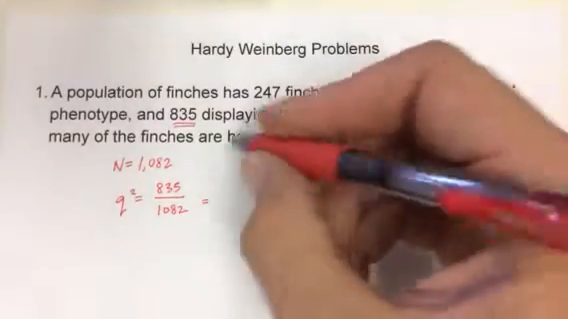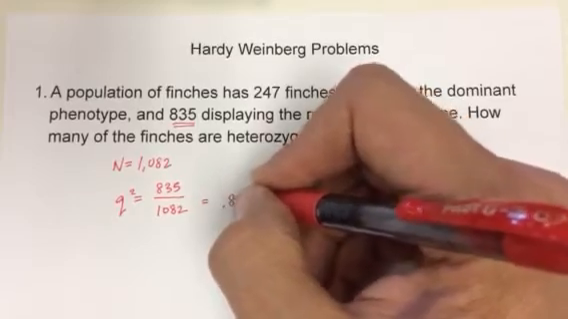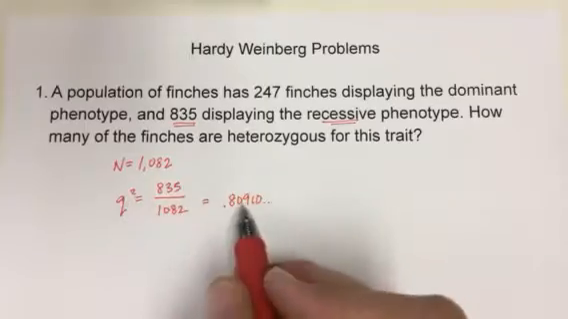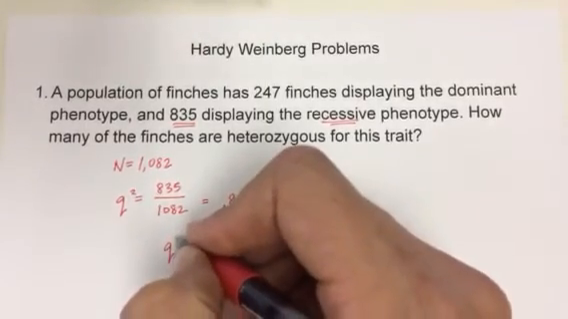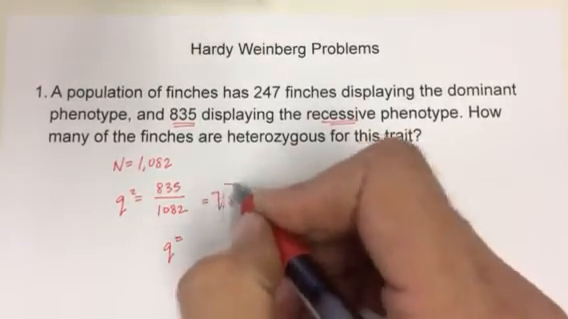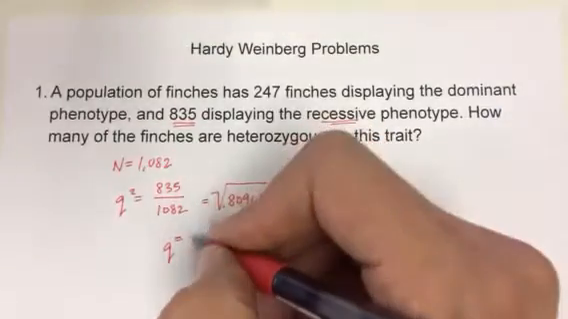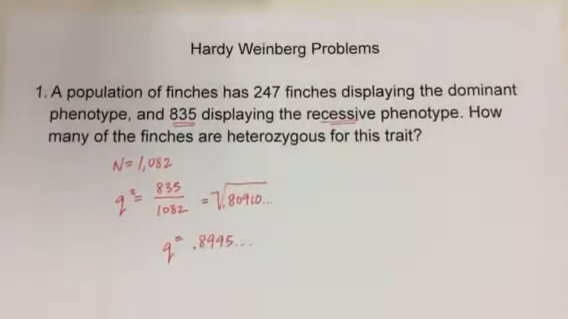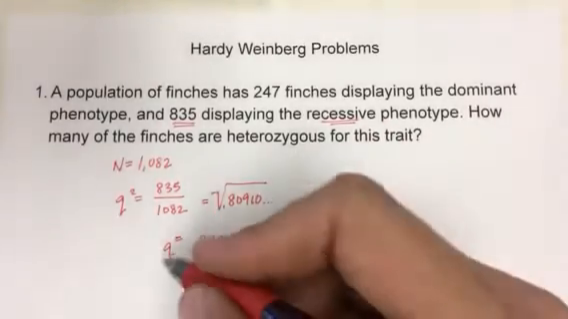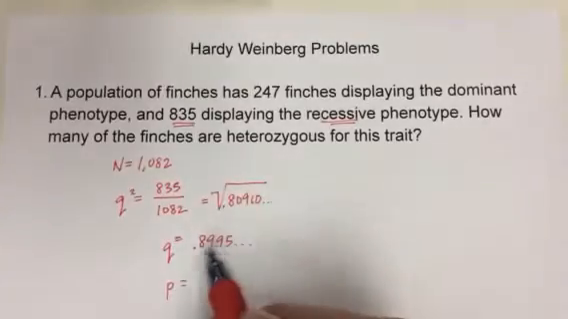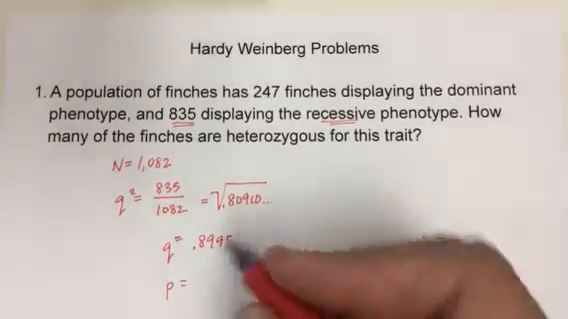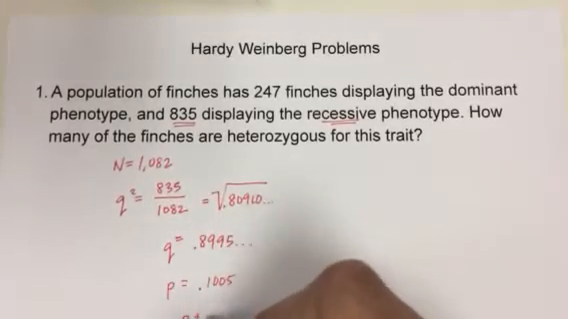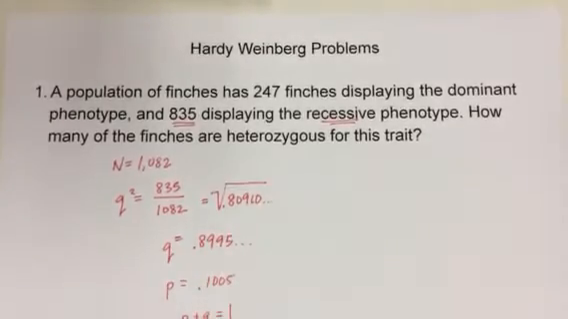Now when you type that into a calculator, you're going to get something like 0.80910, and the number keeps going. If that's the q squared value, then to find q you would take the square root of this value, and the square root of 0.80910 is going to be 0.8995 and a few other numbers beyond that. To solve for p, I would subtract this number from 1, and I'm going to get a p-value of 0.1005, because remember that p plus q always equals 1.